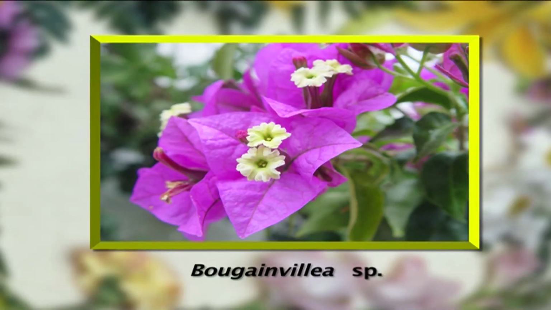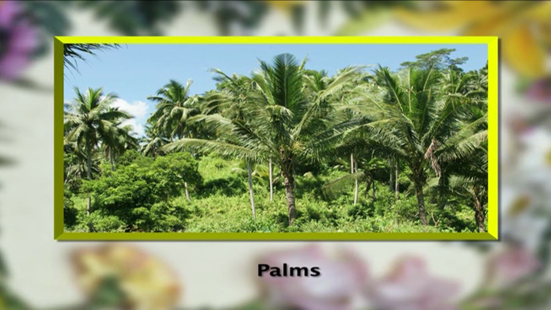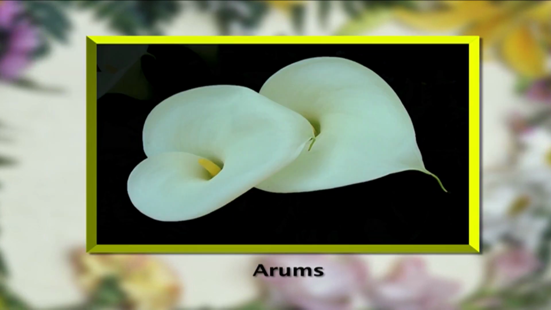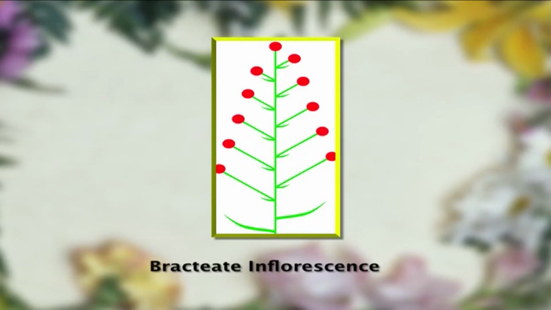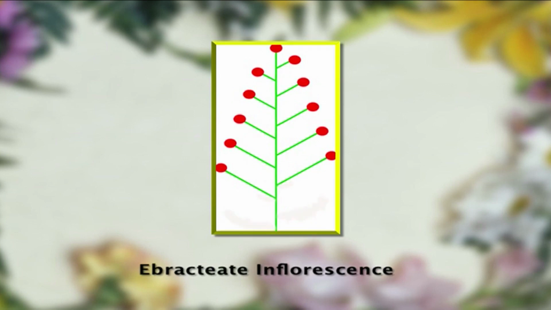The bracts are usually green but sometimes also brilliantly colored, as we can see in bougainvillea. In certain plants, especially the monocotyledons like palms and arums, a large bract forms a sheath to enclose the flower cluster. This bract is called the spathe. The spathe is usually petal-like and showy, as we can see in anthurium. Based on the presence or absence of bracts, inflorescences are termed as bracteate or ebracteate respectively.